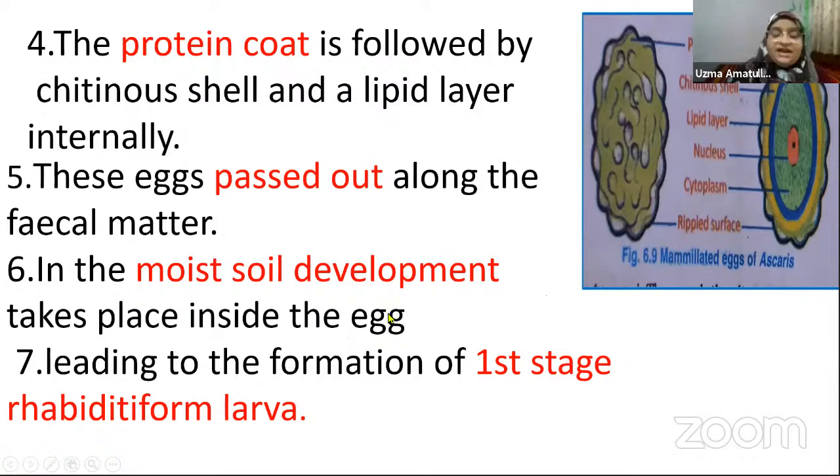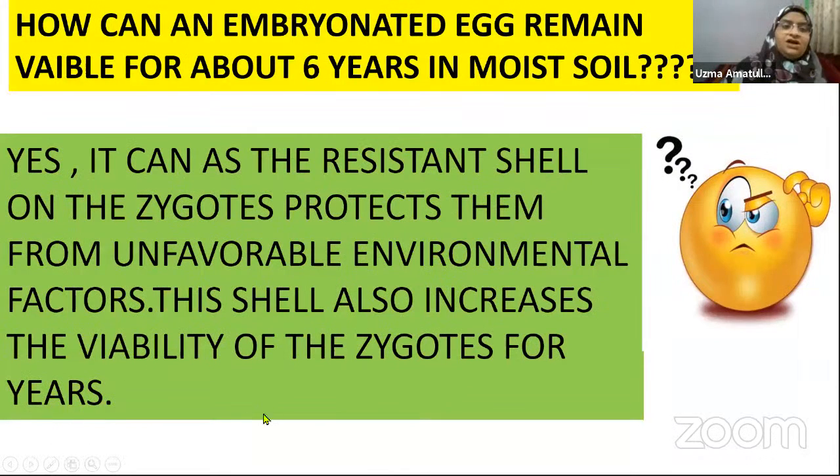Inside the shell, the development starts in the soil, leading to the formation of first stage rhabditiform larva. Once the development takes place, first stage rhabditiform larva is formed. Now, this stage can live up to 6 years in the moist soil without getting transferred into the next host. So here, even without a next host, it can live up to 6 years in the soil.